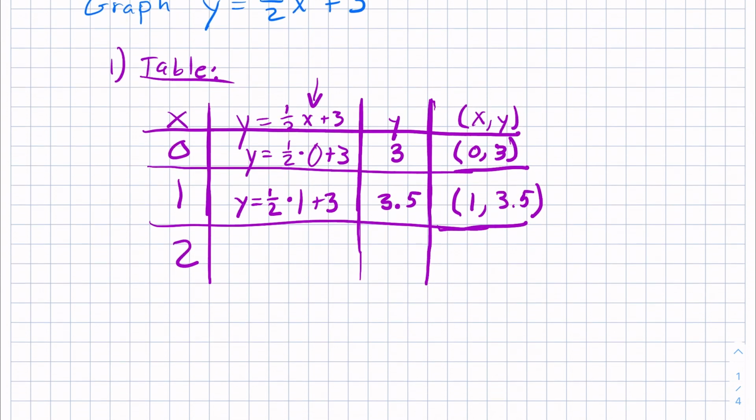Next, when x is 2, y equals 1/2 times 2 plus 3. I know that 1/2 times 2 is just 1. So I wind up with y equals 1 plus 3. So then here, when x is 2, y winds up being 4. So then my ordered pair is 2, 4. All right, so I have my ordered pairs.